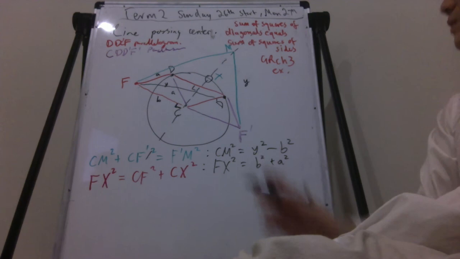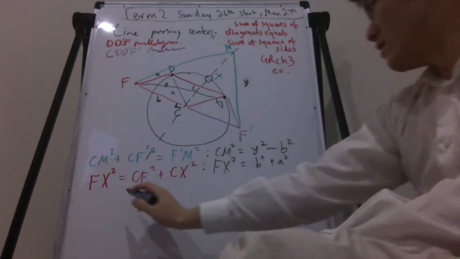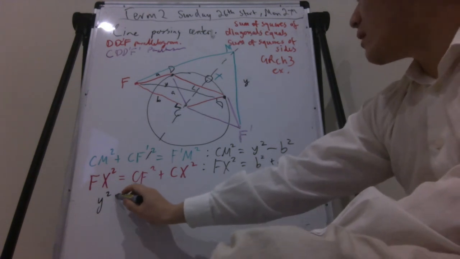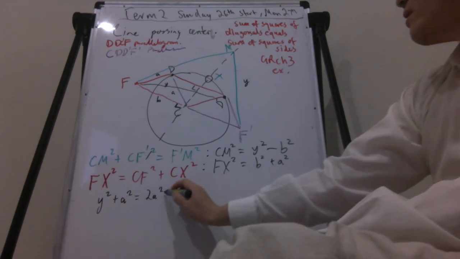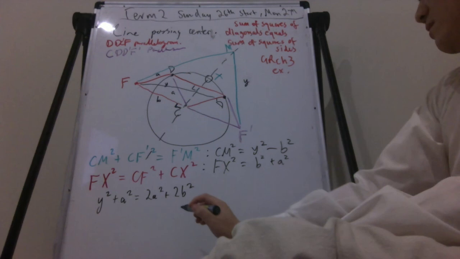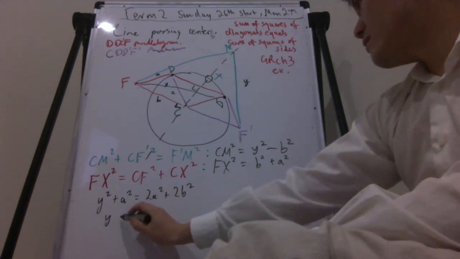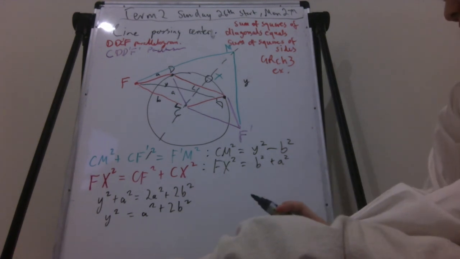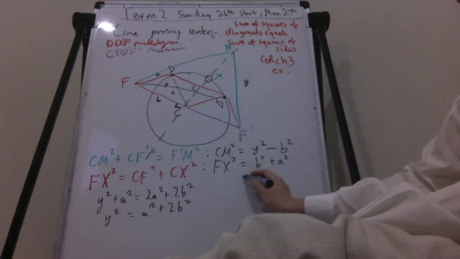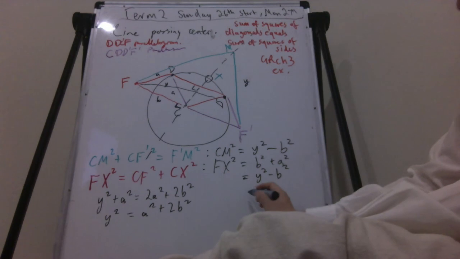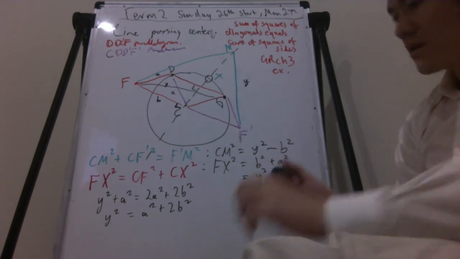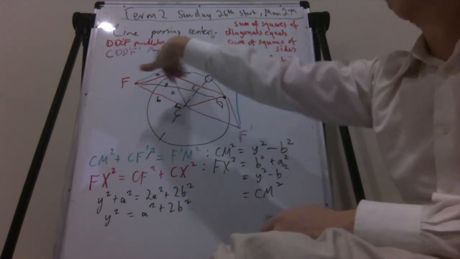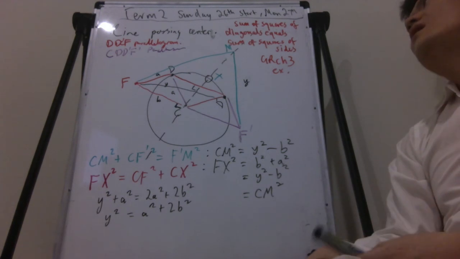And what does this tell us? It tells us that Y squared plus A squared equals 2A squared plus 2B squared. So Y squared equals A squared plus 2B squared. Wow, you guys got that already? This is equal to Y squared minus B squared, which is equal to CM squared. And so we just need to make the radius equal to CM and draw a circle about F.